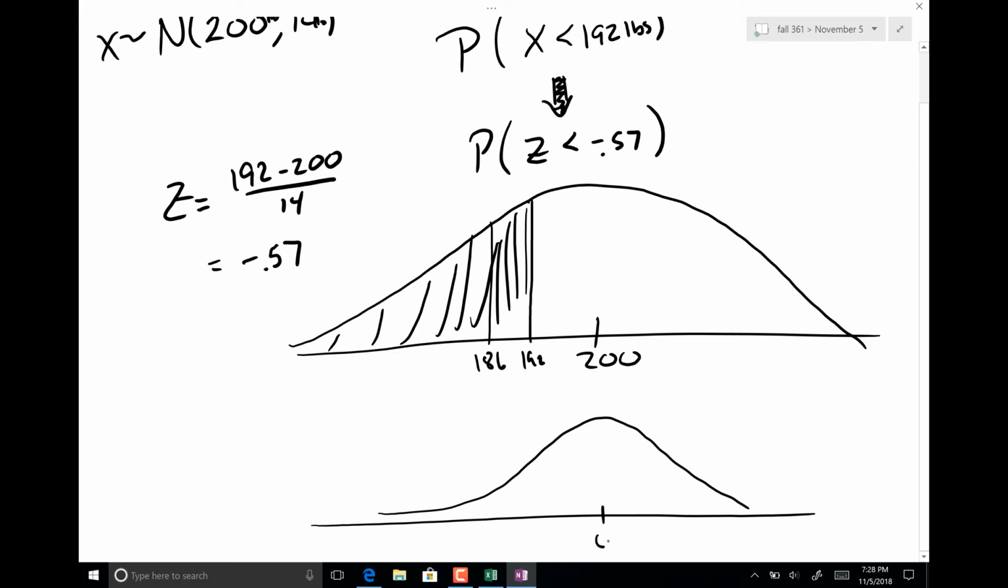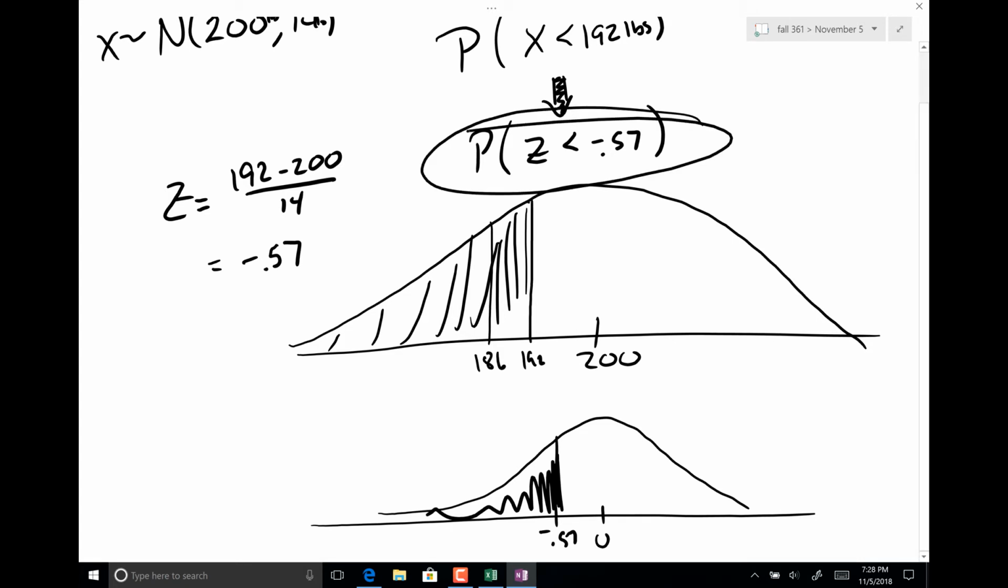So here is 0. Here is negative 0.57 of a standard deviation. And we're going to find the probability that you're from here down. These are equivalent probabilities. They're exactly the same amount of space when all is said and done. But I want to deal with them as if we're only going to use the z-scores. We're going to go find this guy right here, right now. But this is the exact same answer as that guy up there. All right. Questions on that?